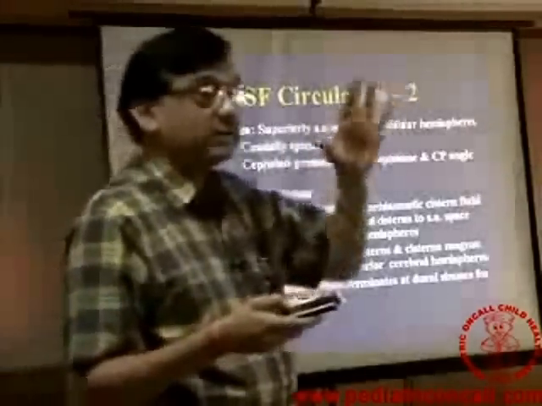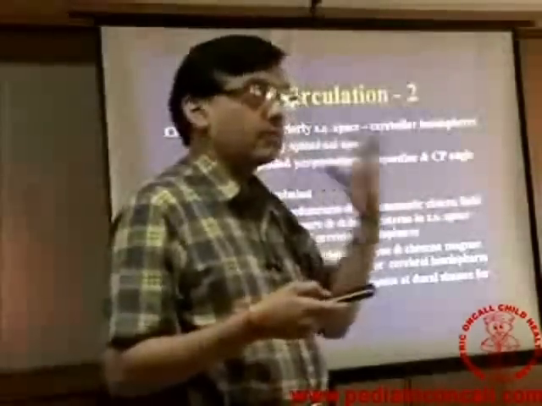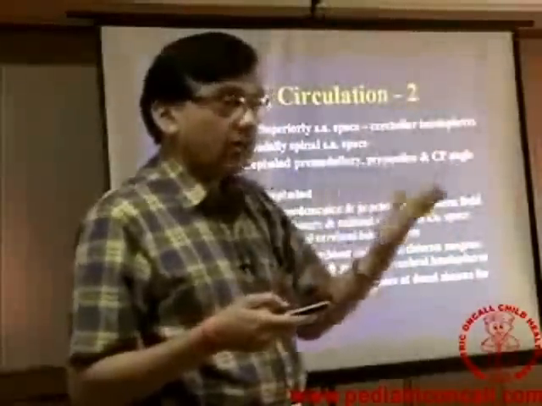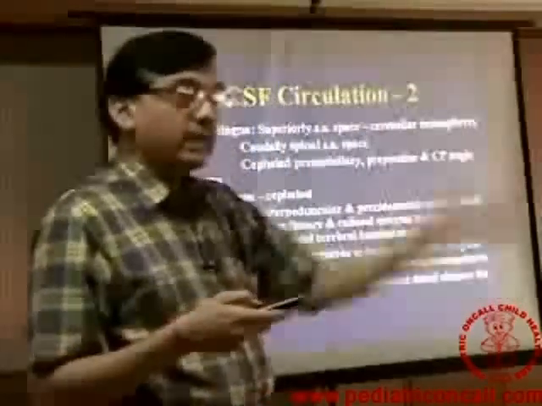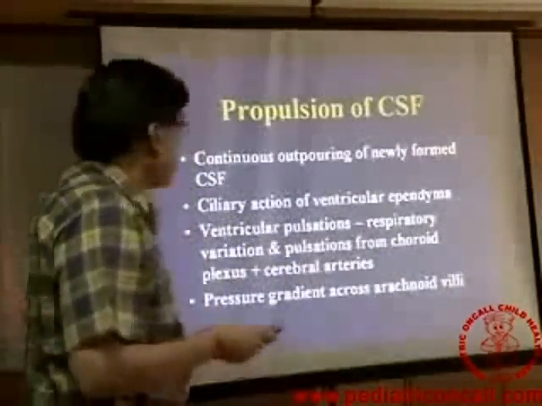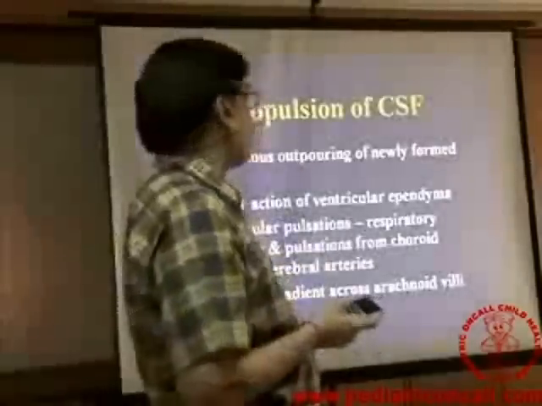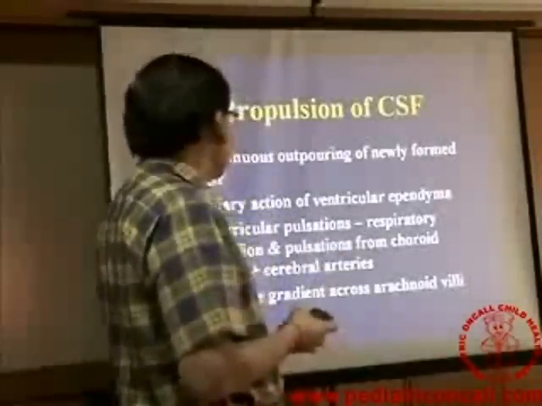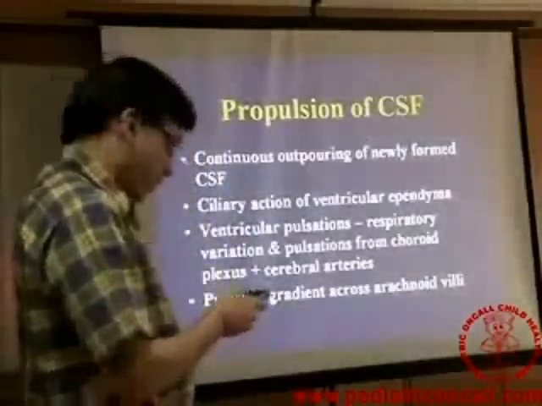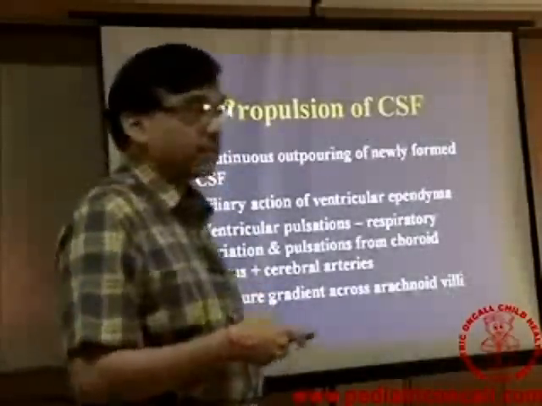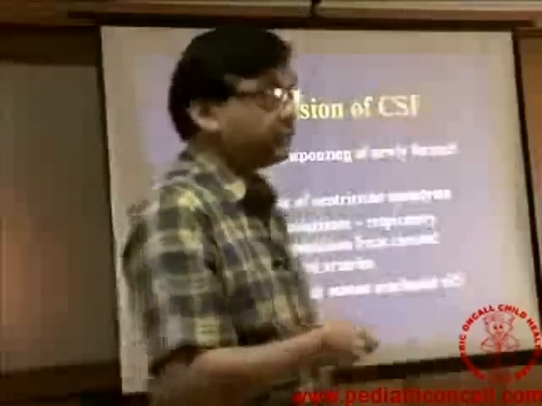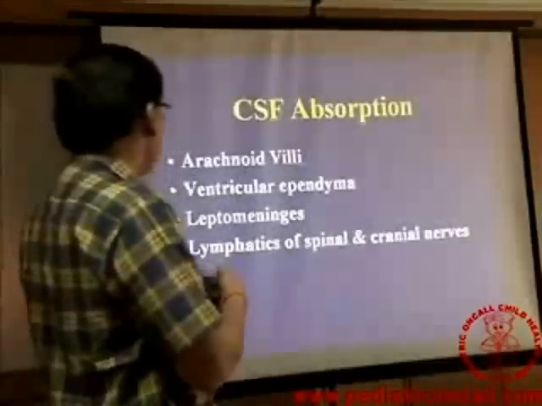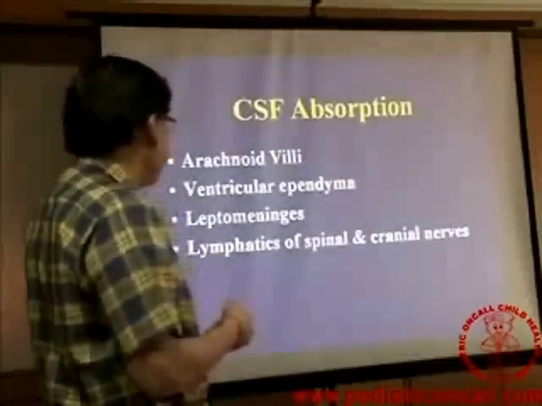So hydrocephalus can be either what is known as obstructive, in one of these sites, from lateral to third, third to fourth, fourth and out, or it can be beyond that, and that is known as communicating. And the propulsion or the circulation of the CSF could be because of various factors. One is the outpouring, second is the ciliary action, third is the ventricular pulsation and the pressure gradient across the arachnoid villi, which is where it is absorbed. The absorption of the CSF is through the arachnoid villi, ventricular ependyma, leptomeninges and lymphatics.